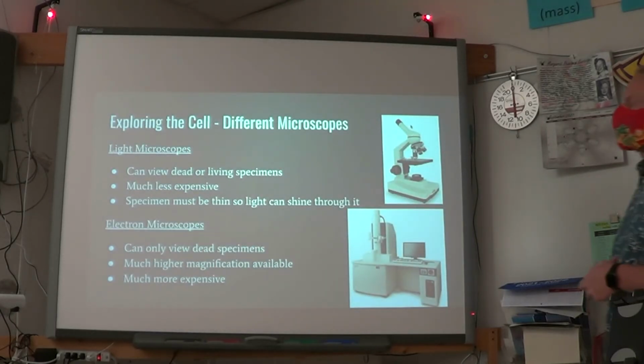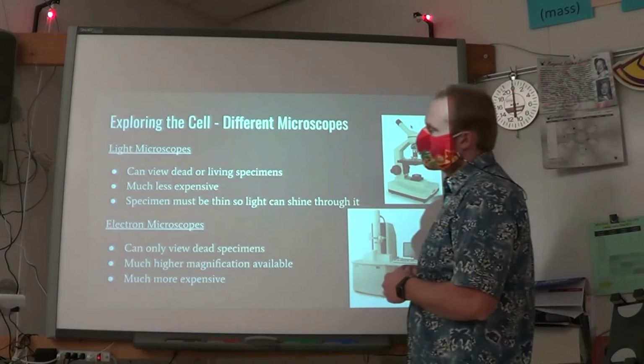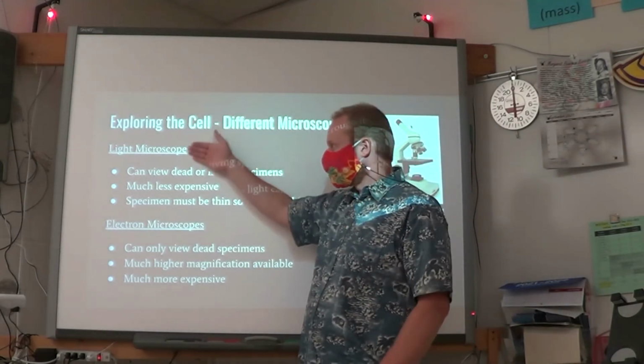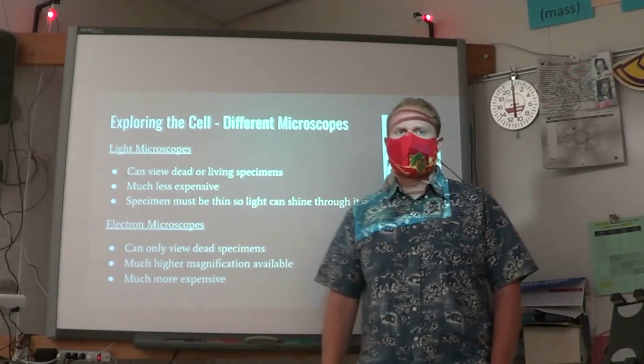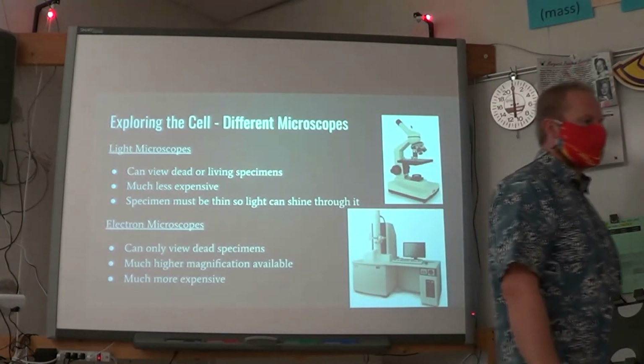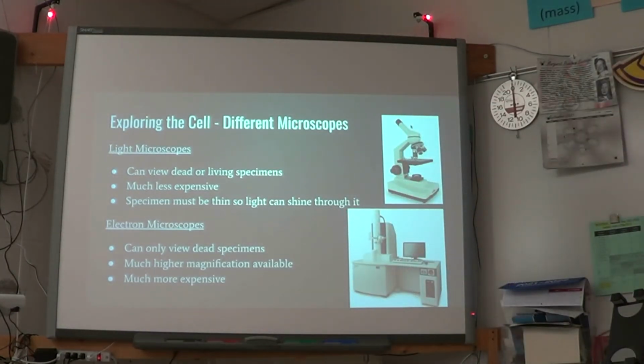How can we look at these small things? We have 2 different major tools. The light microscope and the electron microscopes are the 2 things that scientists use to really look at this. The light microscope, also referred to sometimes as a compound light microscope, is what we use in our science classes. They're good to see dead or living specimens. They're pretty inexpensive, 100-ish bucks. You could probably get a decent one, and you can go all the way up to like $1,000, but they're relatively cheap.